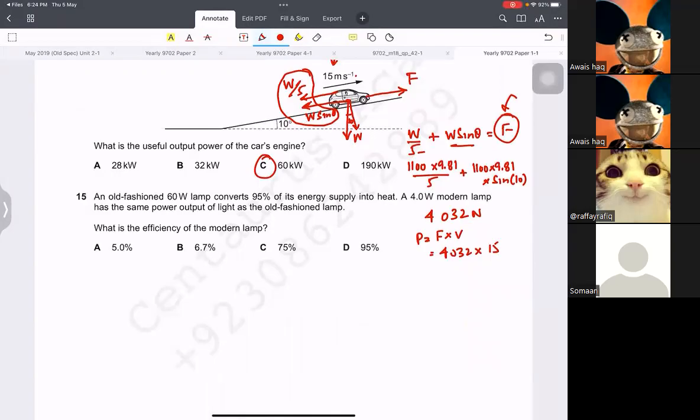Okay. An old-fashioned 60-watt lamp converts 95% into heat. A 4-watt modern lamp has the same power output as the old-fashioned lamp. What is the efficiency of the modern lamp? Okay, let's try this. So 95% of 60 is wasted, right? So only 5% is useful.